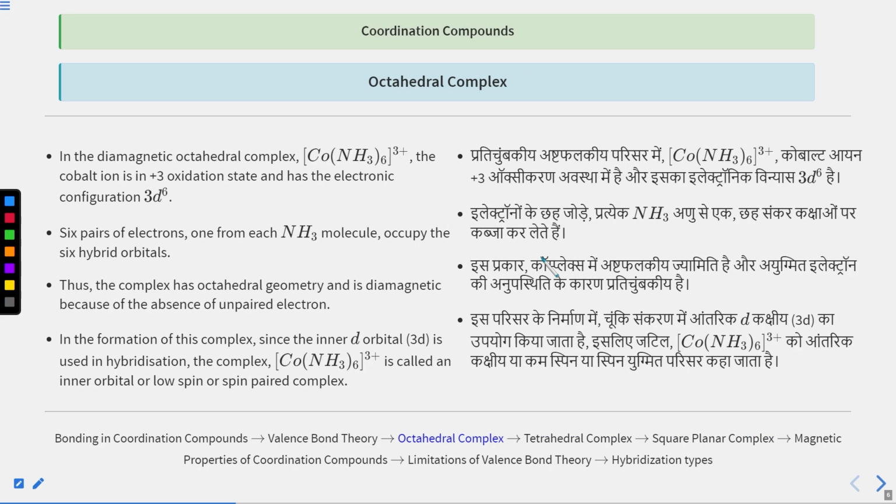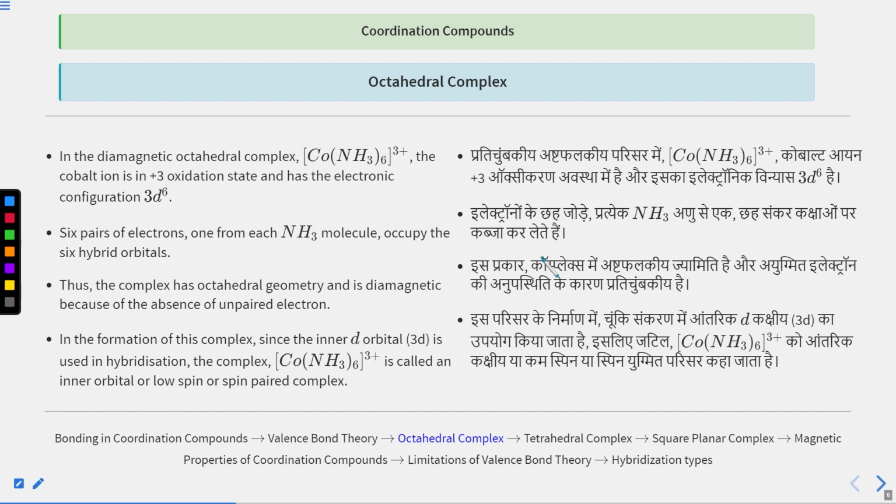So, suppose we are taking a complex to explain this theory. Suppose we take the complex [Co(NH3)6]3+, right? Now, what will happen? If you try to calculate the oxidation number of cobalt here, there are 6 NH3. But NH3 is a neutral molecule, ammonia. So the charge on NH3 is 0, and hence its overall oxidation number is 0.